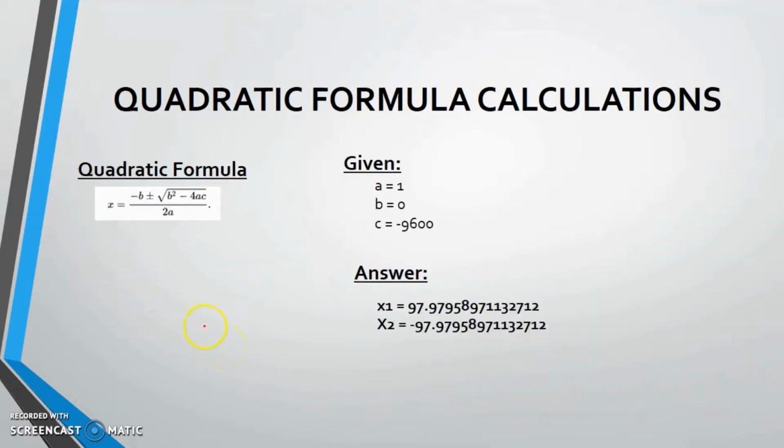So this is the quadratic formula, and the given is a equals 1, b equals 0, then c equals negative 9,600. So x1 is equal to 97.97, and so on, and x2 is negative 97.97, and so on. So we are going to get this answer in order for us to know the ground speed.